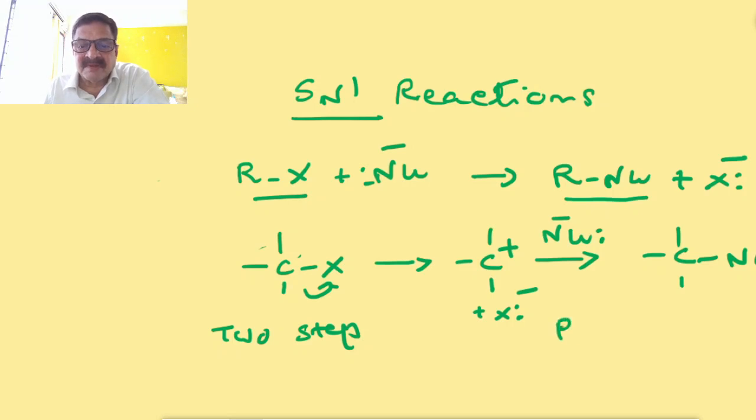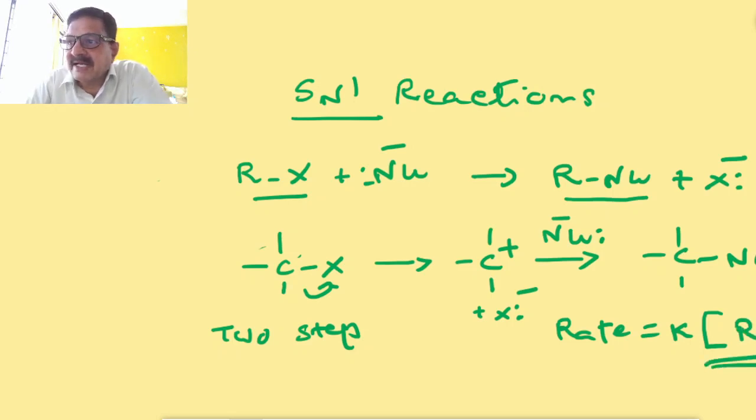So the rate of the reaction, we have seen, is equal to k, the rate constant, times [RX], where RX is the concentration of the alkyl halide. So it is a first order equation. The carbocation is an intermediate. The first step is the rate determining step. In the first step, the bond breaking takes place. That is a slow step in the reaction mechanism. Bond breaking takes place here, and that is the rate determining step.